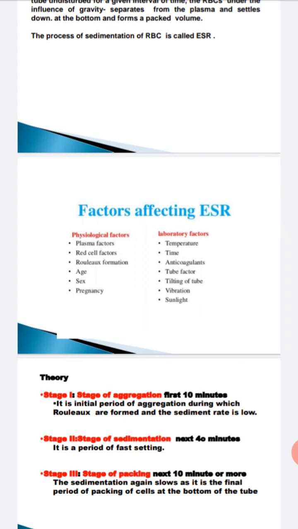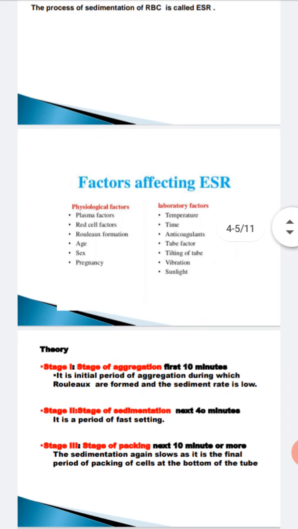Now, when we are doing this experiment, the settling of the RBCs occurs in 3 stages. So, what are the 3 stages? Stage 1 is the stage of aggregation. What happens in the stage of aggregation? The RBCs aggregate and the time taken is 10 minutes. So there is formation of rouleaux. In stage 1, rouleaux formation, and the time taken is 10 minutes.